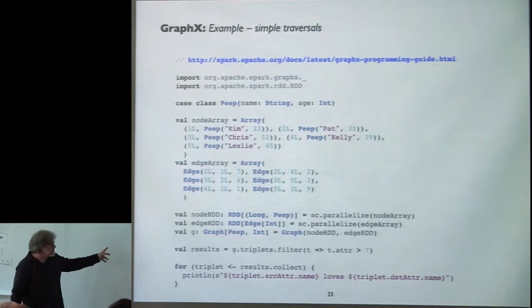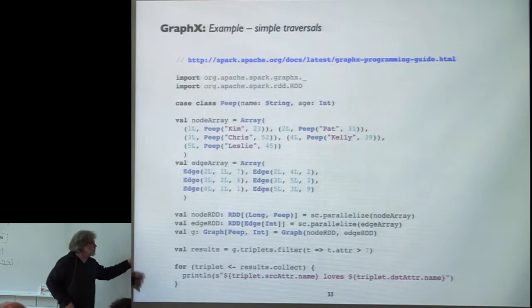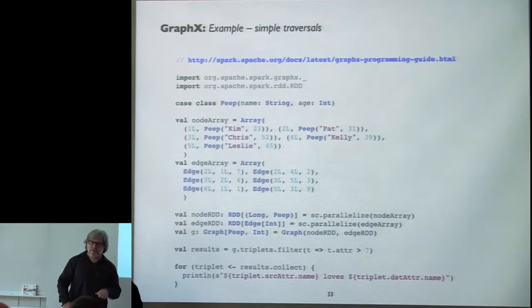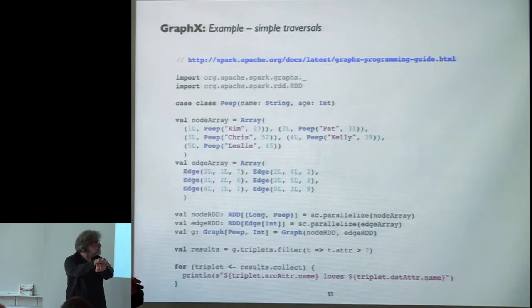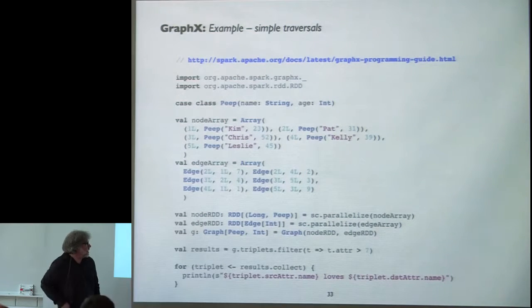In this case, it's a very simple traversal. We're just going to take a look over the triplets. We're going to look over an edge and the two nodes on either side of the edge and apply a filter.